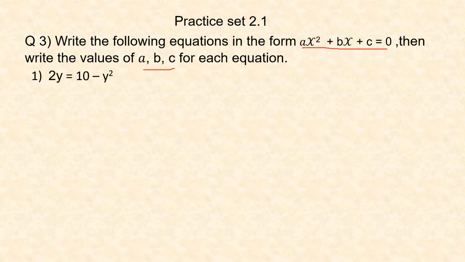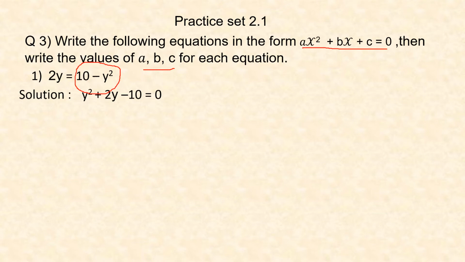This is the given equation. First convert it in the form ax square plus bx plus c is equal to 0. Means there is 0 on the right hand side. Therefore this part, 10 minus y square, we bring on the left hand side. When we change the side, signs are changed. Minus y square becomes plus y square, plus 2y as it is, 10 becomes minus 10 is equal to 0.